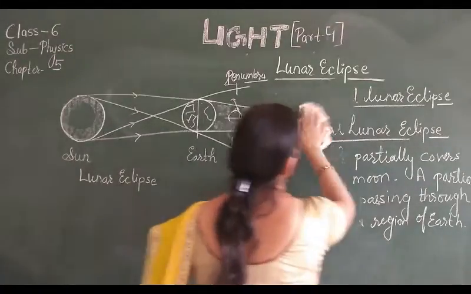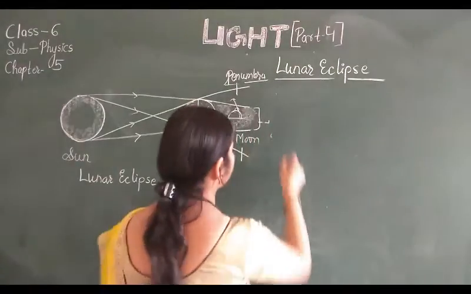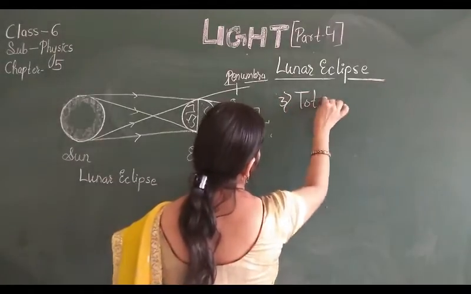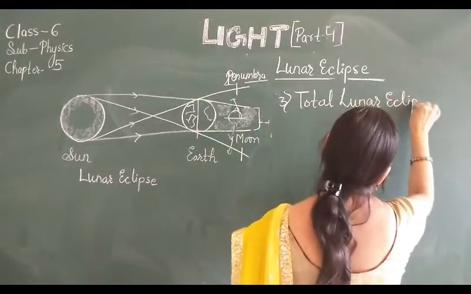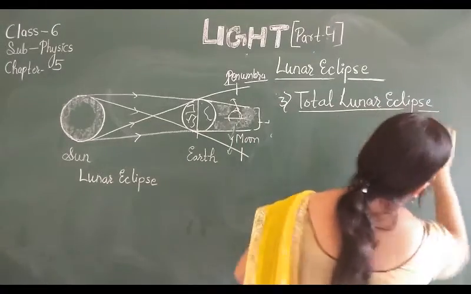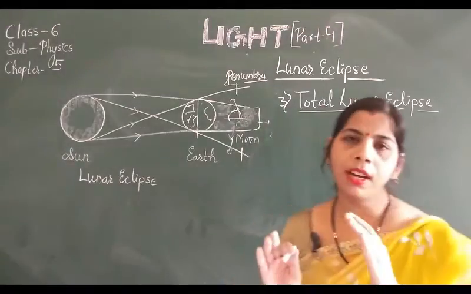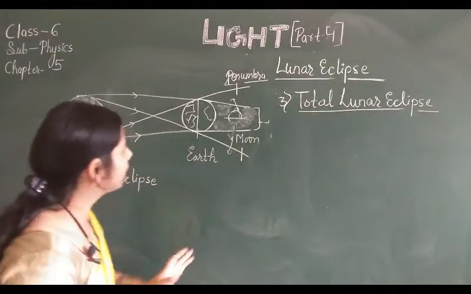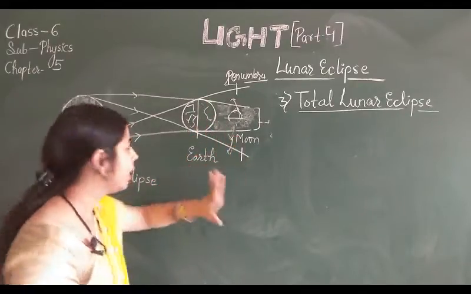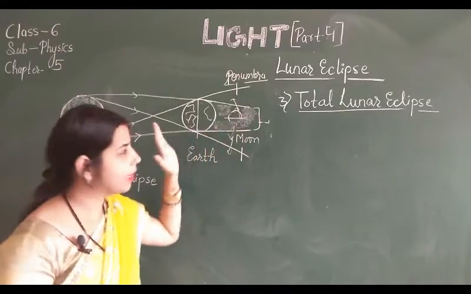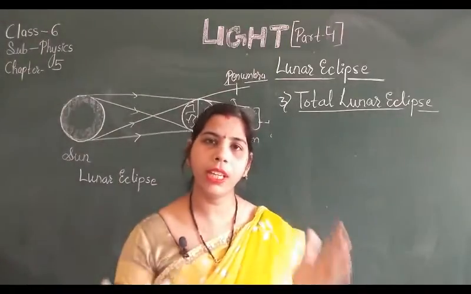Now let us see the last type of lunar eclipse, which is known as the total lunar eclipse. Now what is a total lunar eclipse? It is also very interesting. Here in the total lunar eclipse, the moon is in the umbral region. And when the moon is present in the complete umbral region, no sunlight falls in this region. This is known as the total lunar eclipse. That means a complete shadow will be cast.